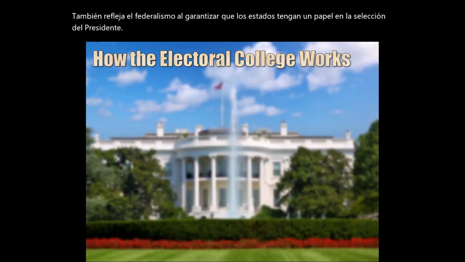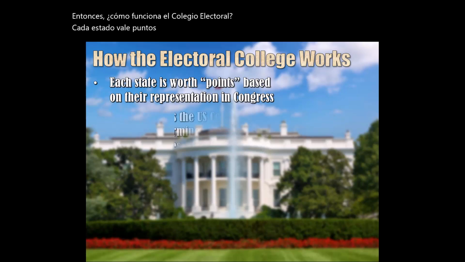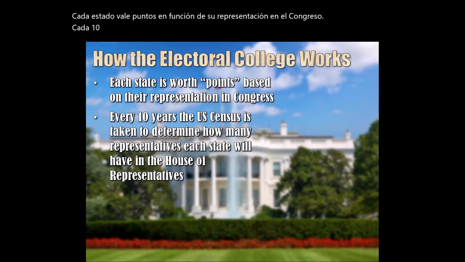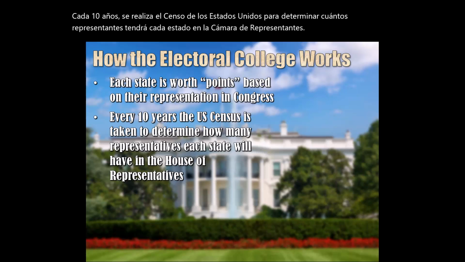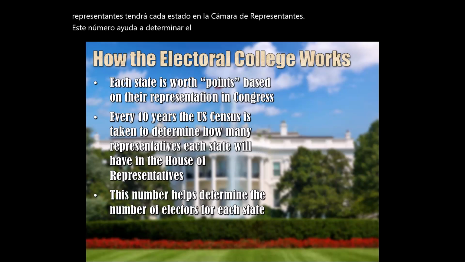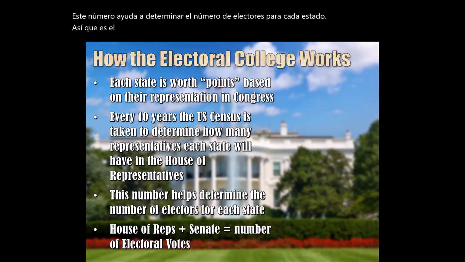So, how does the Electoral College work? Each state is worth points based on their representation in Congress. Every 10 years, the U.S. Census is taken to determine how many representatives each state will have in the House of Representatives. This number helps determine the number of electors for each state. So, it's the number of reps plus the number of senators equal the number of electoral votes.